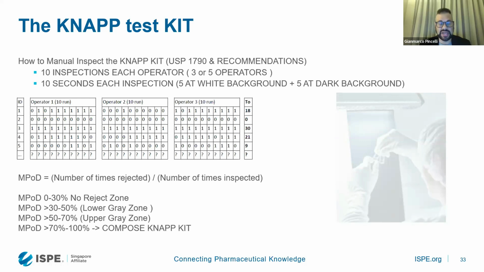So it's a compromise. The false rejection rate should be considered in any case when you are purchasing an automated visual inspection machine. The rule is to use 3 or 5 operators, 5 seconds on the white background, 5 seconds on the dark background, then take the decision. Not 6, not 10, just 5 seconds. Otherwise, the Knapp test kit is not done as it should be. Okay, go ahead, Andrea.